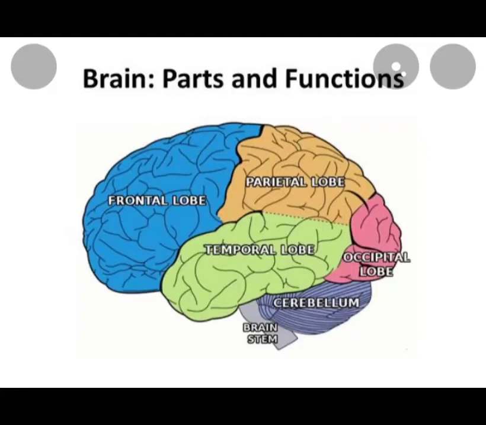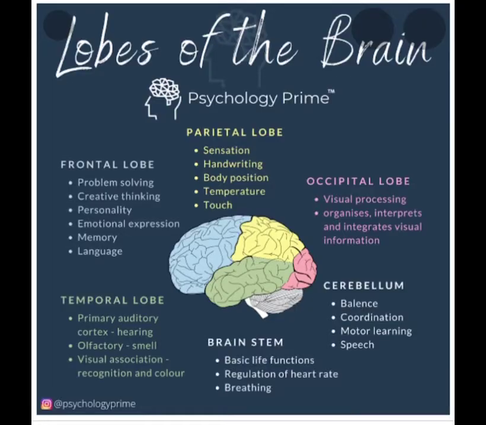The parts of the brain: frontal lobe, parietal lobe, temporal lobe, occipital lobe, and cerebellum. And these are the functions of the parts of the brain.